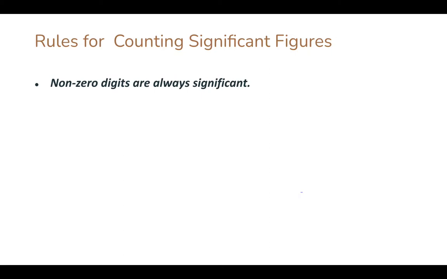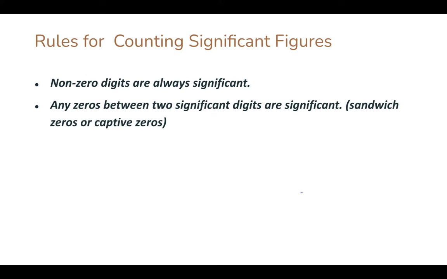So first of all, if you look at a measurement like 1.33 grams, all non-zero digits are always considered significant. So you literally just count them. 1.33, 3 significant digits. Any zeros between 2 significant digits are significant. Now here's the thing. What's implied in the first is that non-zero digits are always significant, which means that zero digits are only sometimes significant. And that's the trick, figuring out whether a zero is significant or not.